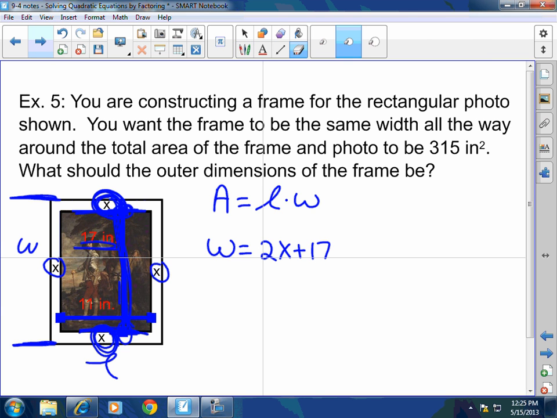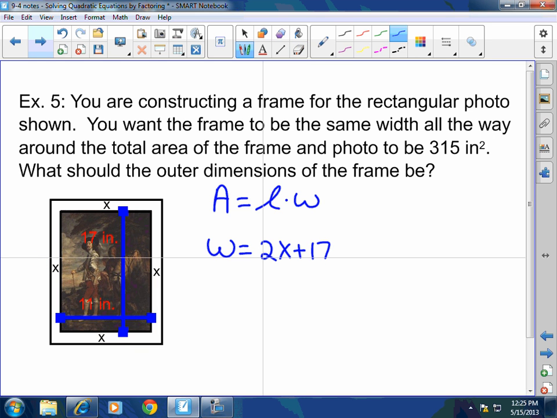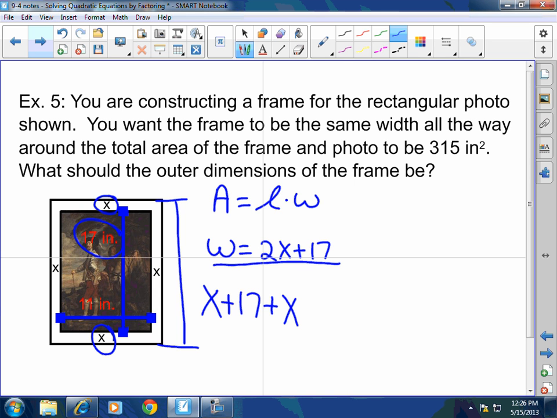Guys, what don't you see here? I think that you're choosing to make this more difficult than it is. Don't I have from here all the way to here an x? Yes or no? Plus 17? Yes. Plus another x. So what is the width? 2x plus 17. Do you guys see that? If you do not, raise your hand and I will help you.